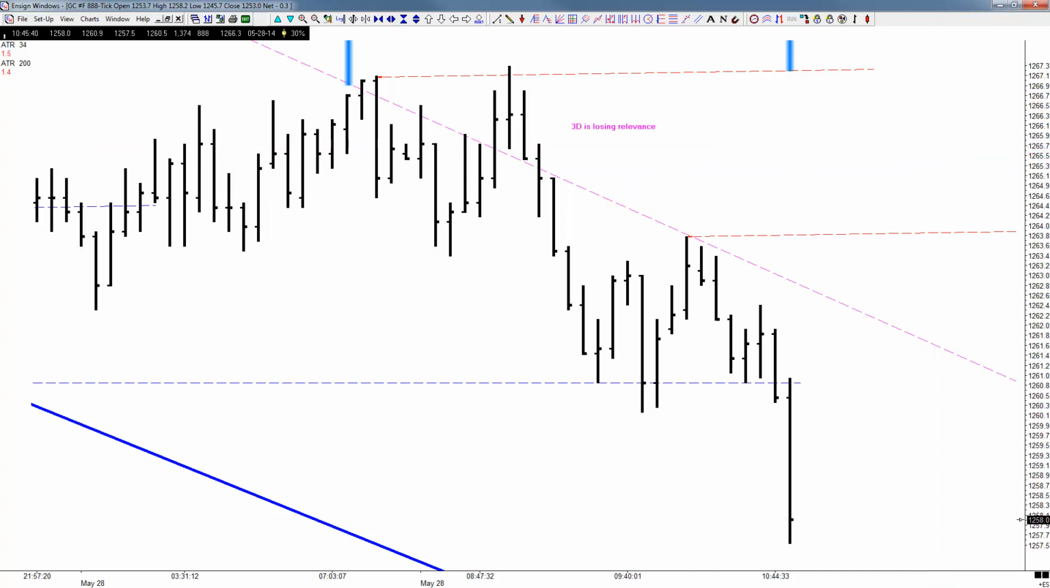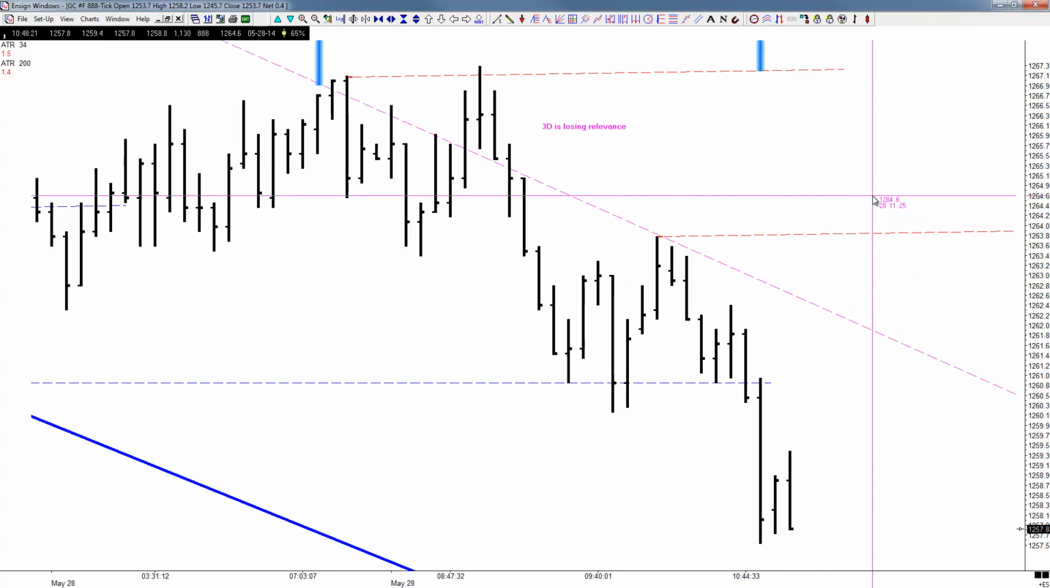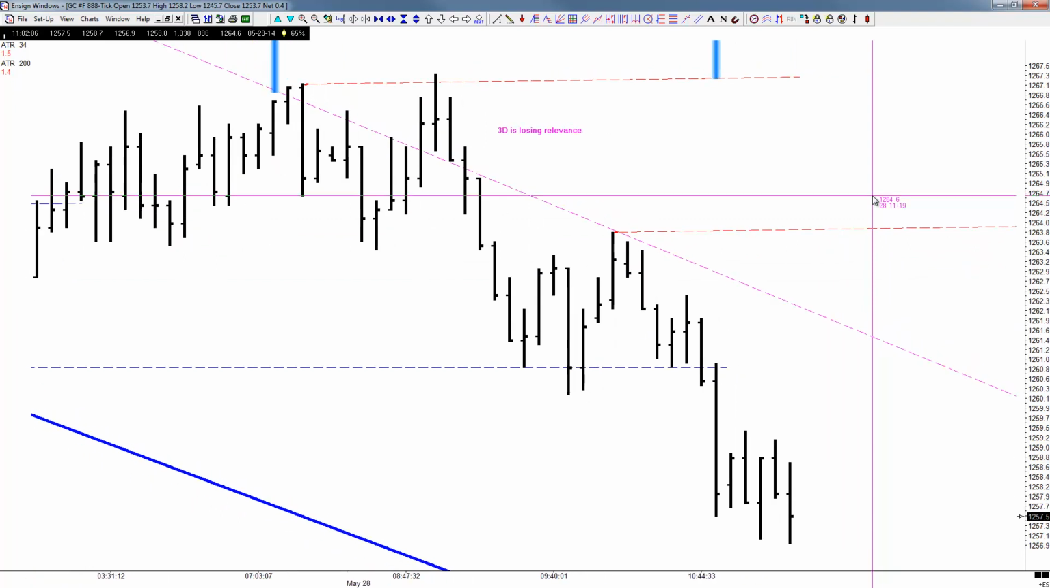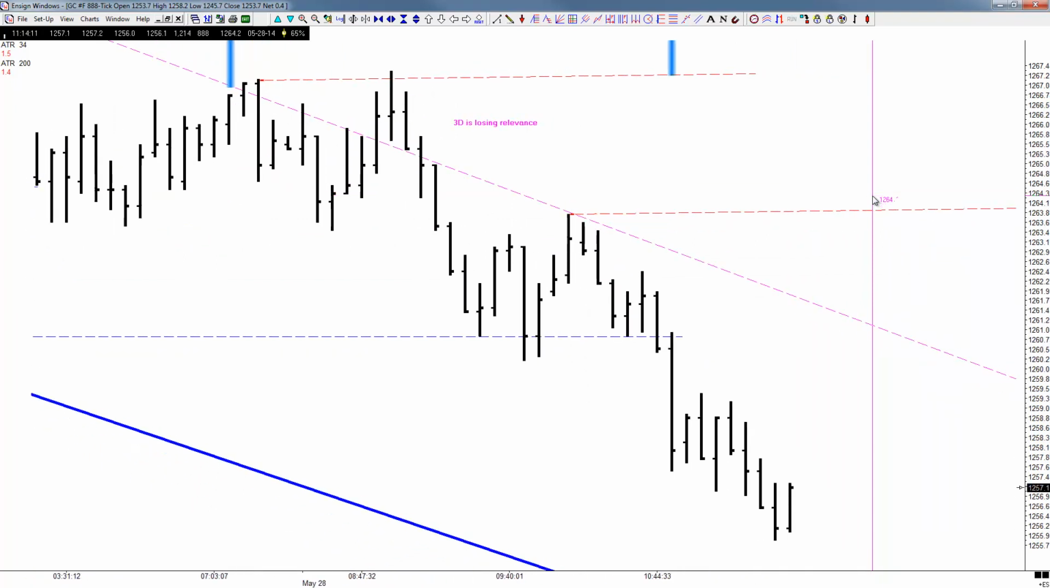Now, as we swing down, remember, double the range was 1266. Anybody remember what triple the range was? 1241, 1242, right in there, okay? I'm going to be paying attention to the downside as well. So now we're flowering to the downside.